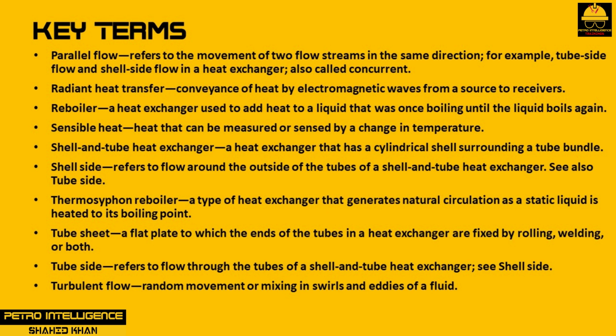Thermosiphon reboiler is a type of heat exchanger that generates natural circulation as a static liquid is heated to its boiling point. Tube sheet is a flat plate to which the ends of the tubes in a heat exchanger are fixed by rolling, welding, or both. Tube side refers to flow through the tubes of a shell and tube heat exchanger. Turbulent flow is random movement or mixing in swirls and eddies of a fluid.